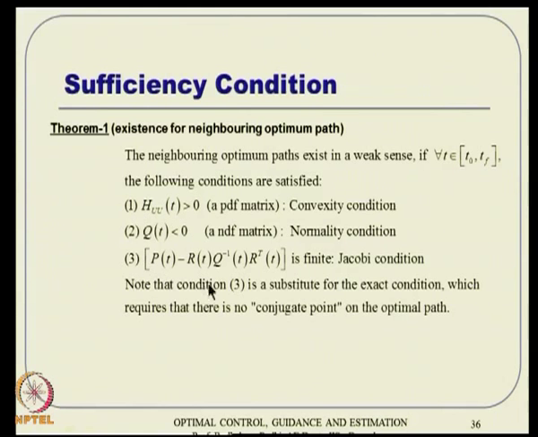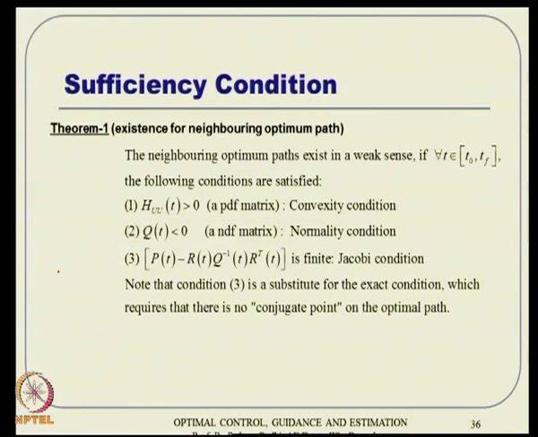And then this matrix, what you see, P of t minus R Q inverse R transpose, has to be finite. It cannot be infinity. That is called the Jacobi condition. So, if the convexity, normality and Jacobi conditions are satisfied, then it guarantees that the neighboring optimum path exists. And essentially the condition 3, the Jacobi condition, also says there is no conjugate point on the optimal path. Now, a conjugate point is something very simplistic.